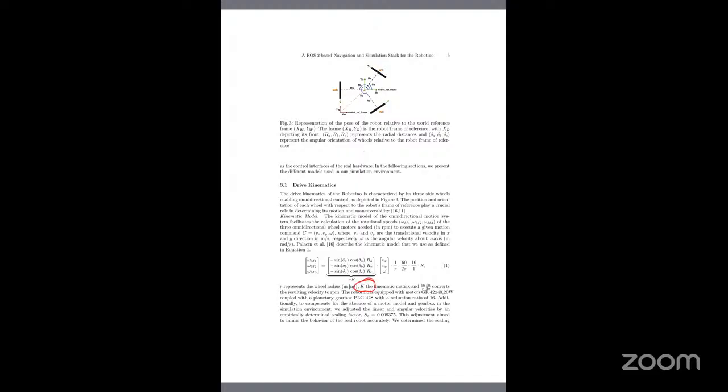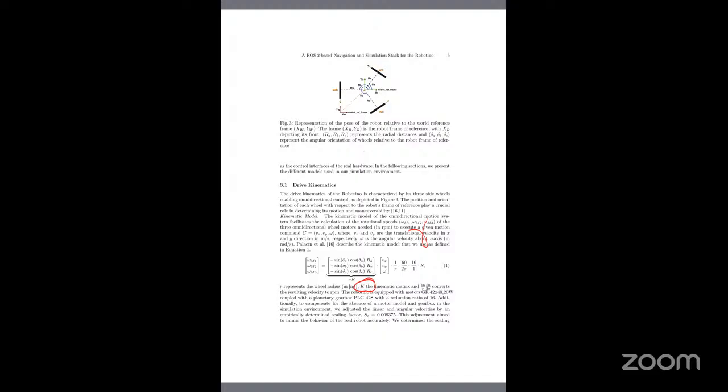K is what is called the kinematic matrix. Wheel position into wheel orientation. Using wheel position and wheel orientation, that matrix is what is called a kinematic matrix. Then R represents the wheel radius.